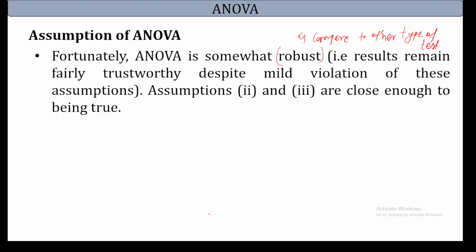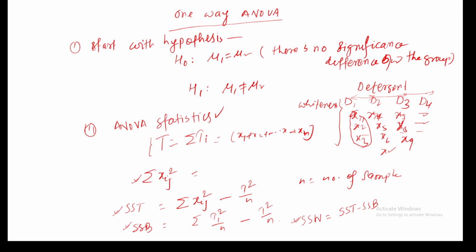Okay, so this is not that robust compared to the other methods, like maybe the t-test or the F-test. For that formula, we start with the hypothesis: H0, mu1 equals mu2, and H1, mu1 is not equal to mu2.